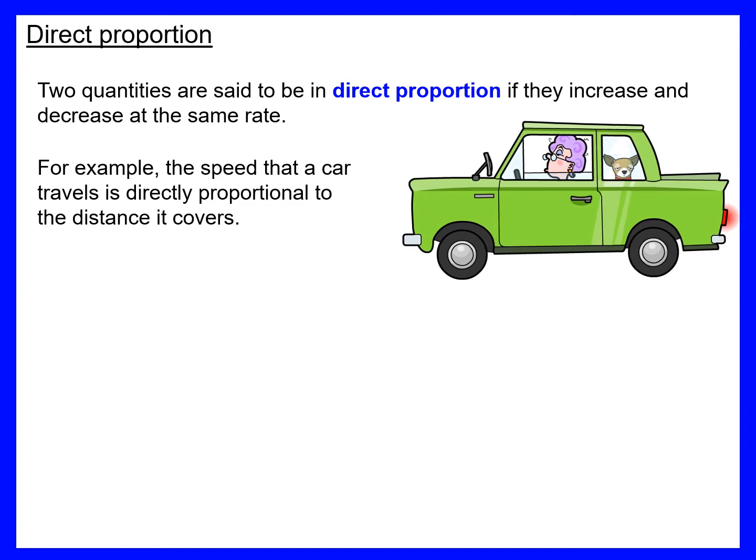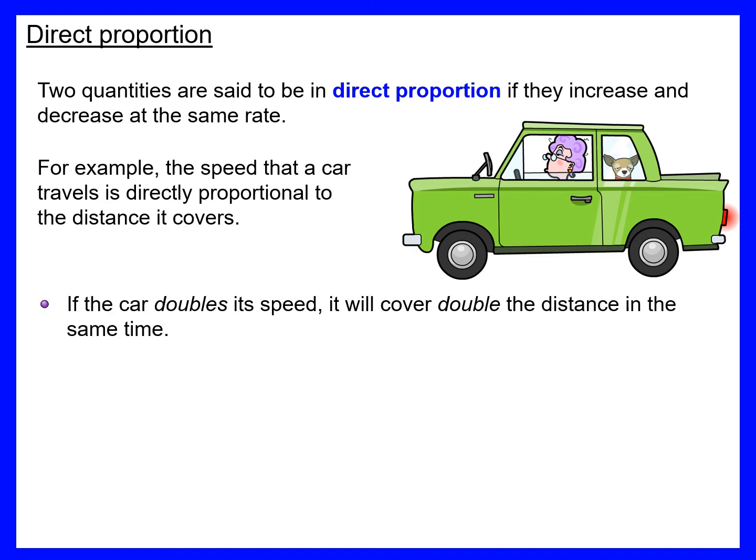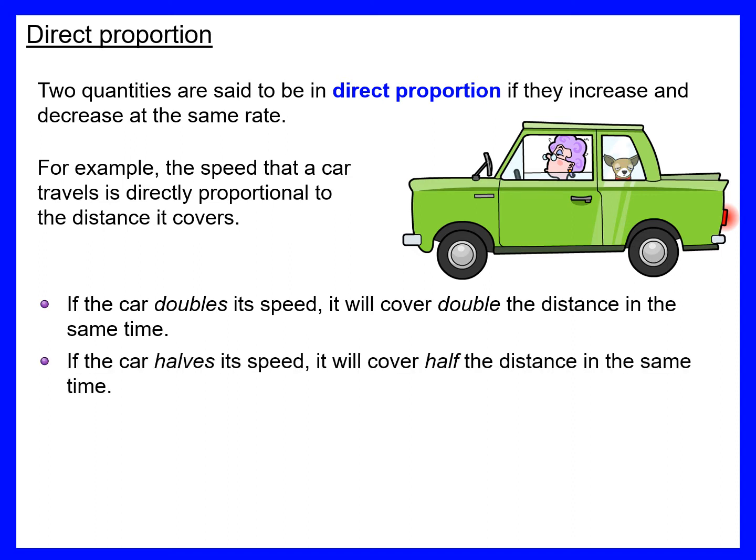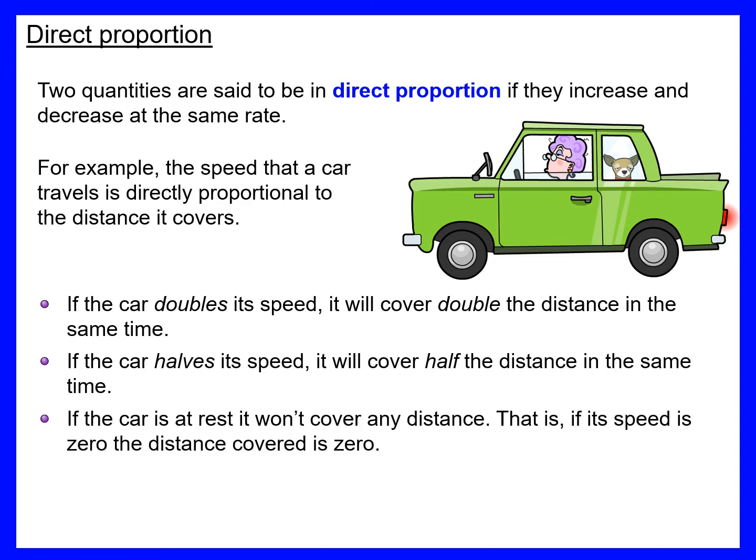So, for example, the speed that a car travels is directly proportional to the distance that it covers. So if it doubles its speed, it will double the distance it travels in the same amount of time. If it were to halve its speed, it would cover half the distance in the same time. And if it were at rest, it wouldn't cover any distance. So if the speed is 0, the distance covered is 0. In previous lessons, we've looked at speed, distance and time, so you should be quite familiar with that.